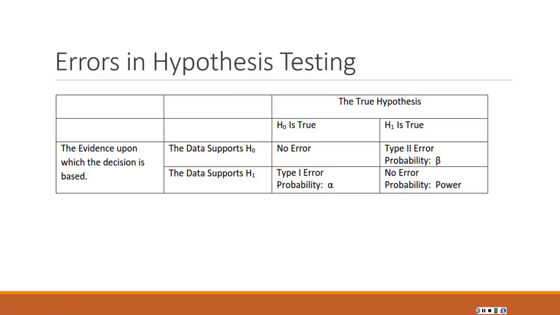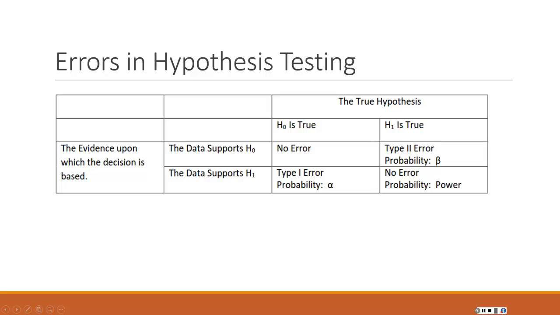Okay, I actually want to back up just a little bit and get an overview of the errors and truths in hypothesis testing. First of all, we can have which hypothesis is true in reality, which we won't know, but let's suppose that H0 really is true. Well, if we fail to reject H0, then there's no error. We fail to reject H0, and H0 is true.